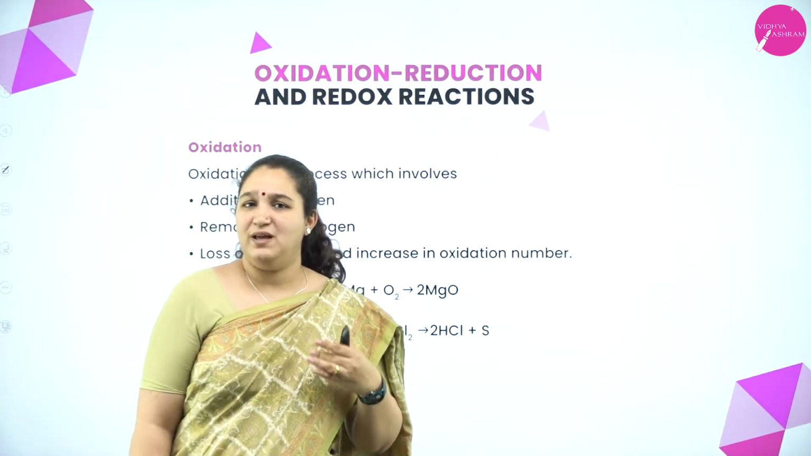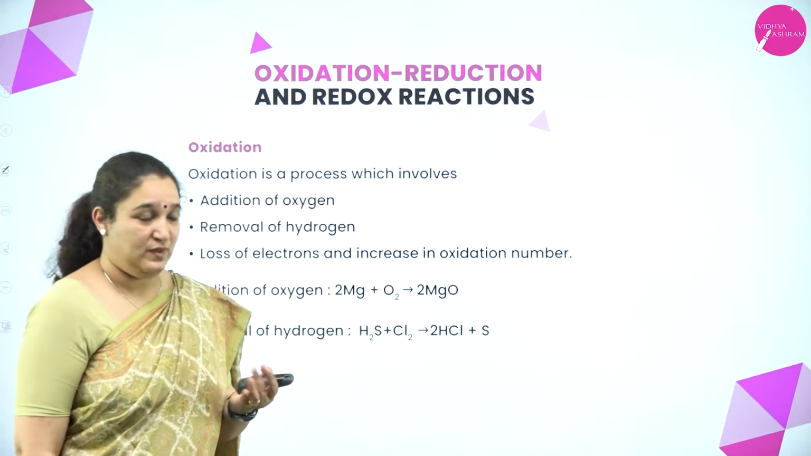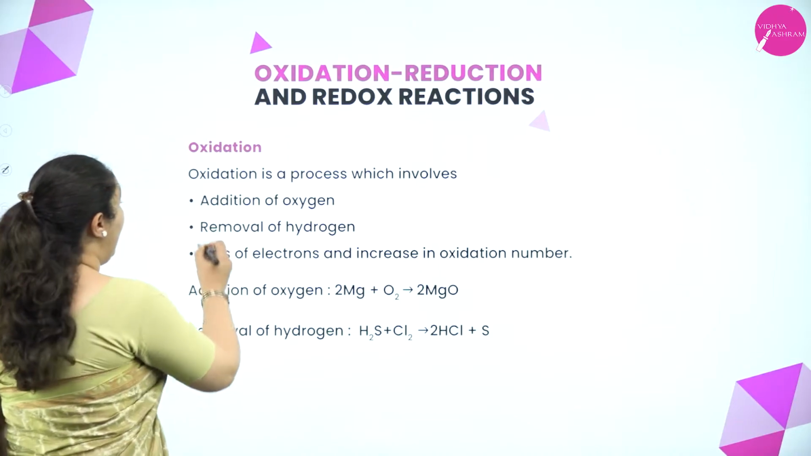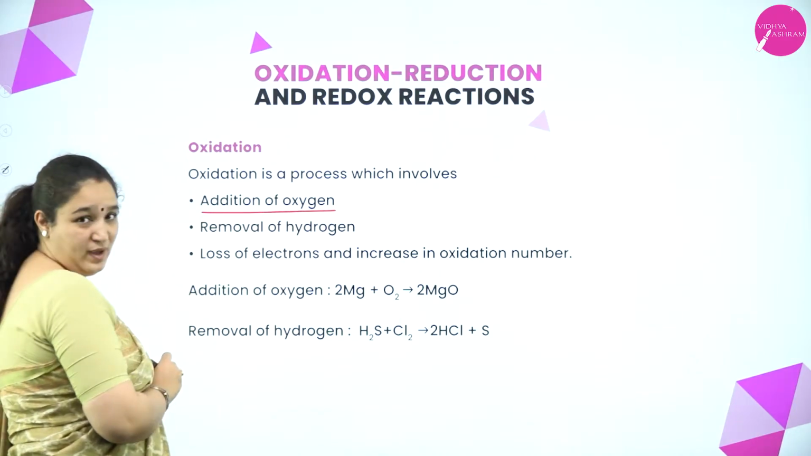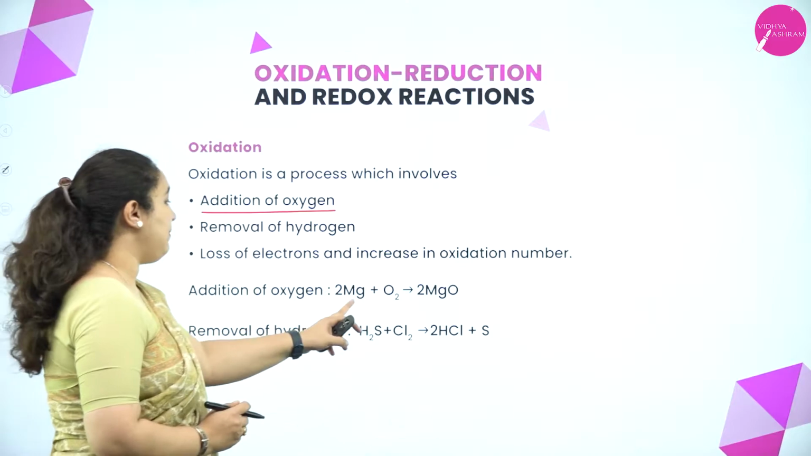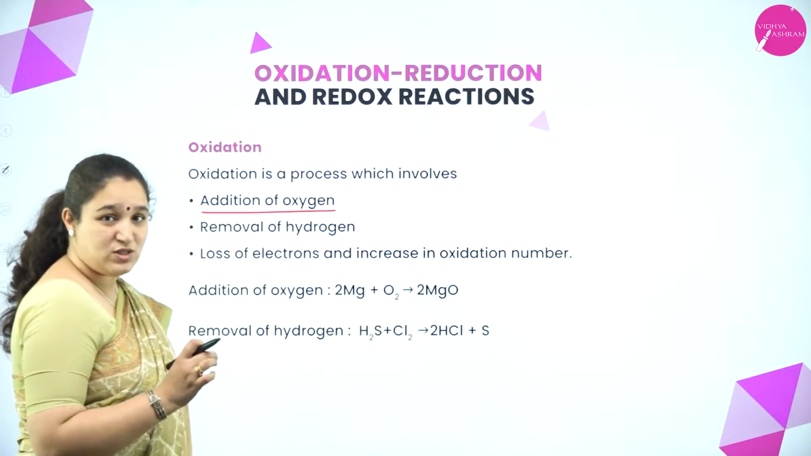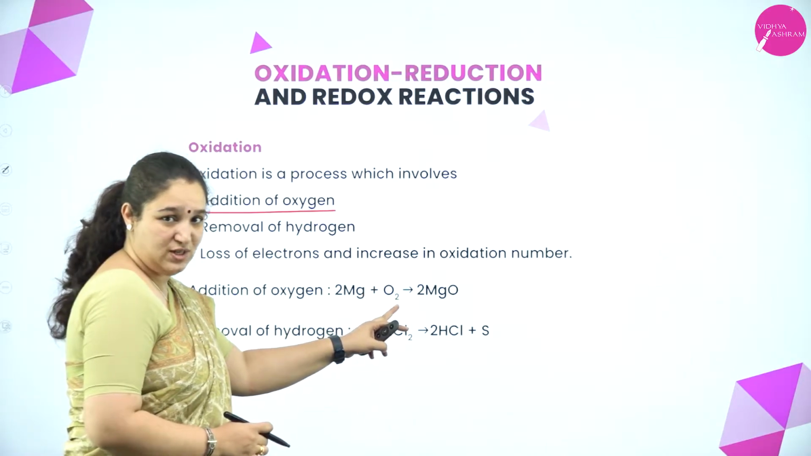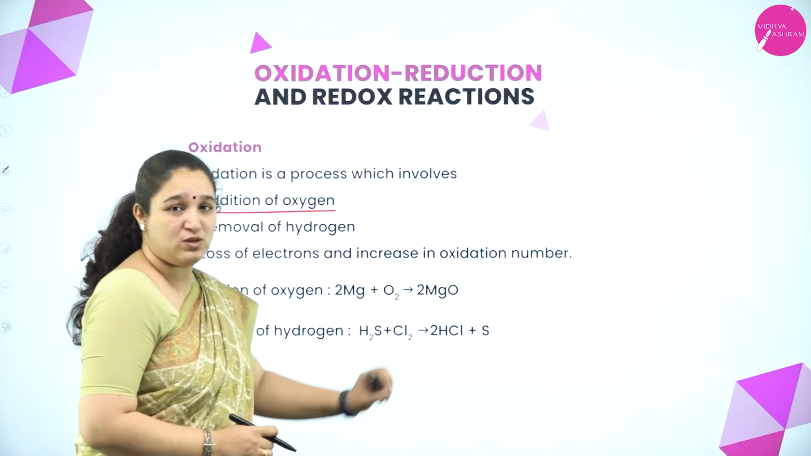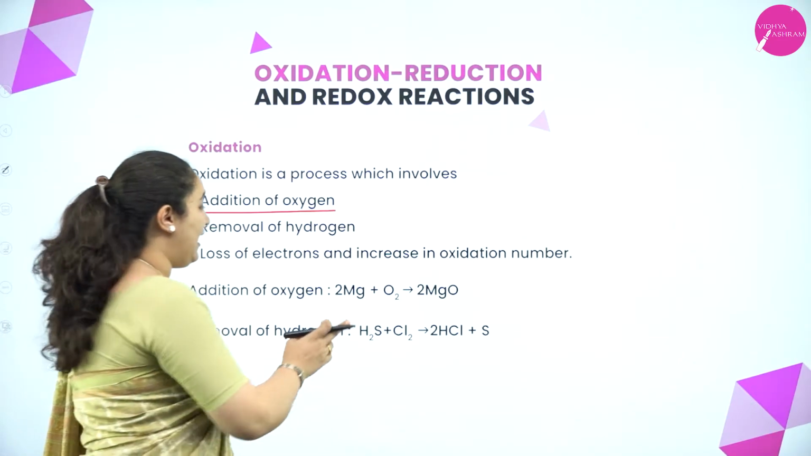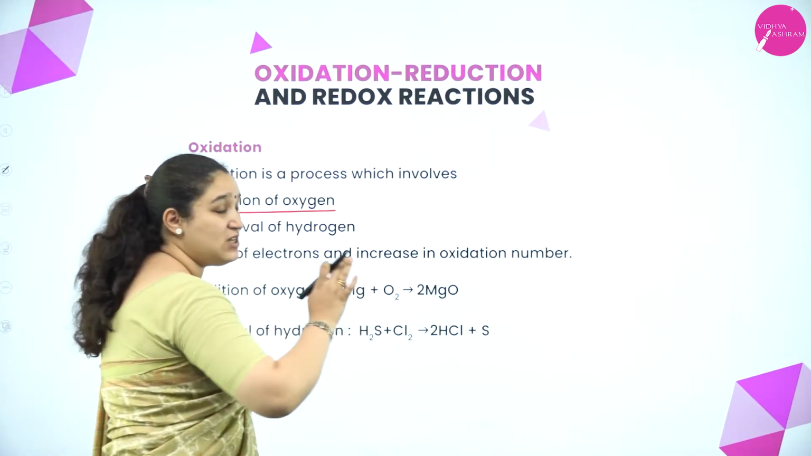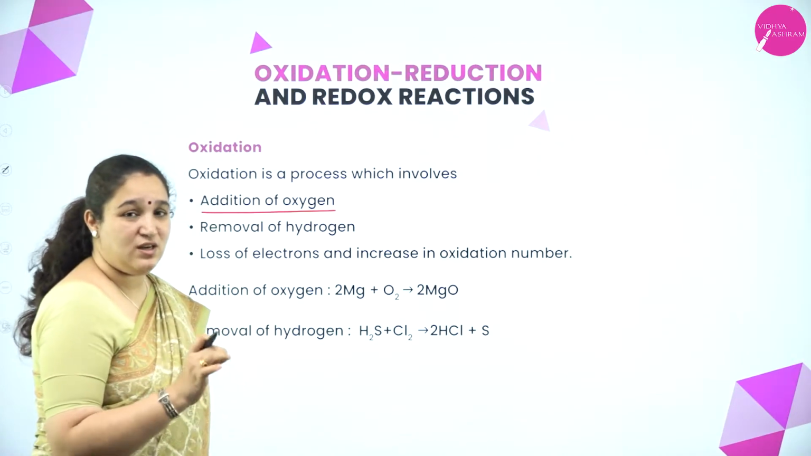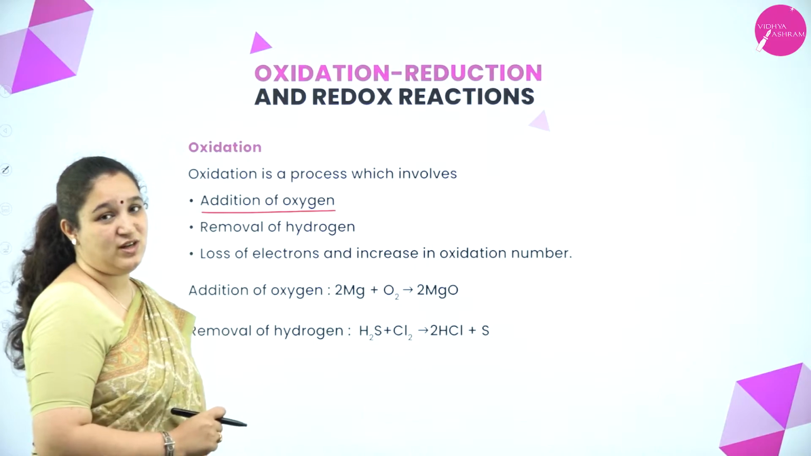So we can explain oxidation in several ways. That is, oxidation is a process in which there is addition of oxygen. Okay, for example, you can see magnesium is reacting with oxygen, that is air. Magnesium is reacting with oxygen gas. It forms magnesium oxide. So the oxygen is getting added to magnesium and this process is oxidation. So addition of oxygen is called as oxidation reaction.